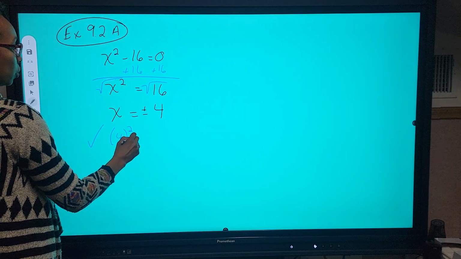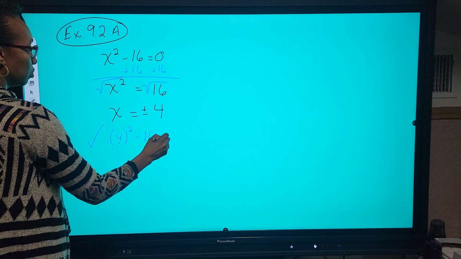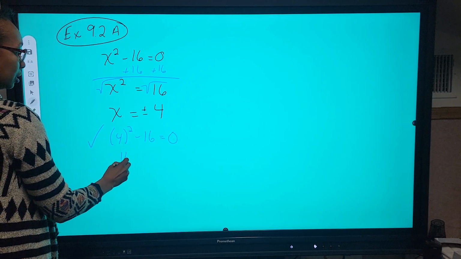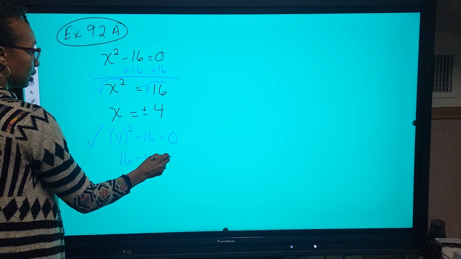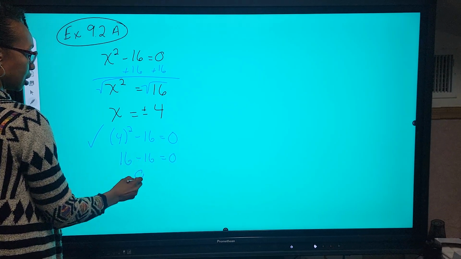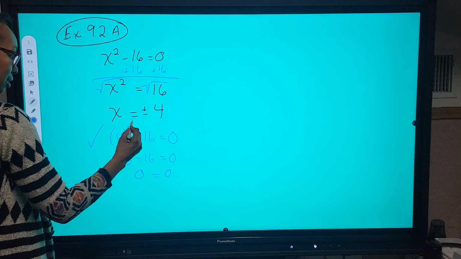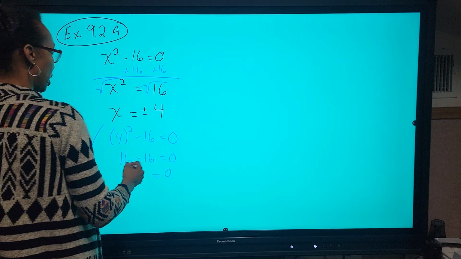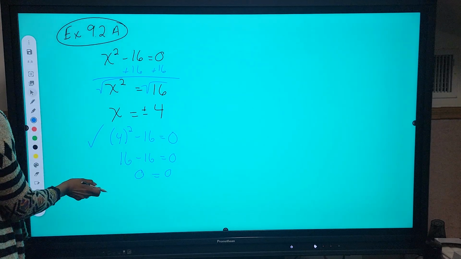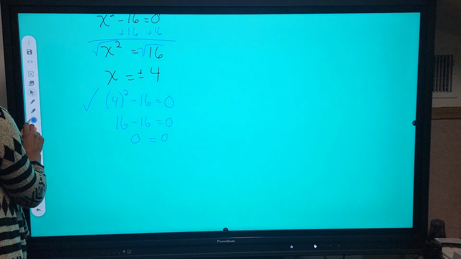So 4 squared minus 16 equals 0. Well, 4 squared is 16, and 16 minus 16 does equal 0. So 0 equals 0 is a true statement. It does check.